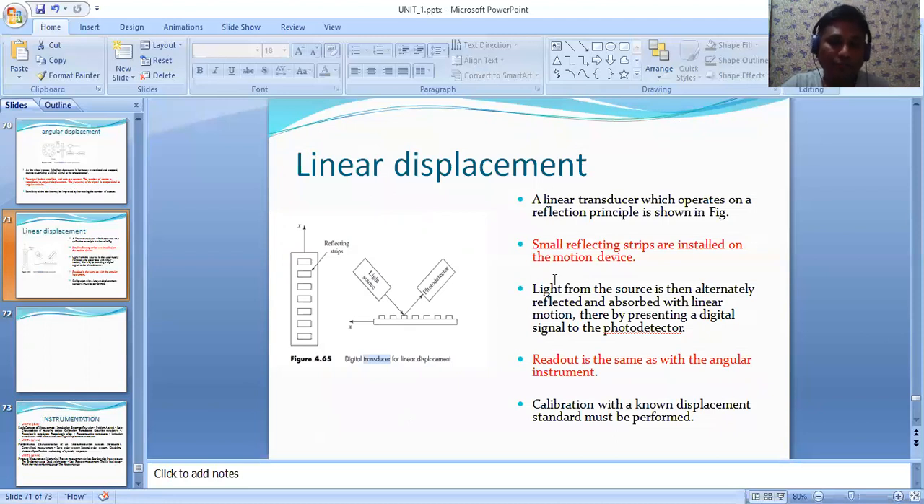The small reflecting strips are installed on the motion device. Light from the source is then alternately reflected and absorbed with linear motion, thereby presenting the digital signal to the photodetector. The readout is the same as with the angular instrument. In the linear displacement, calibration with a known displacement standard must be performed. That's all.